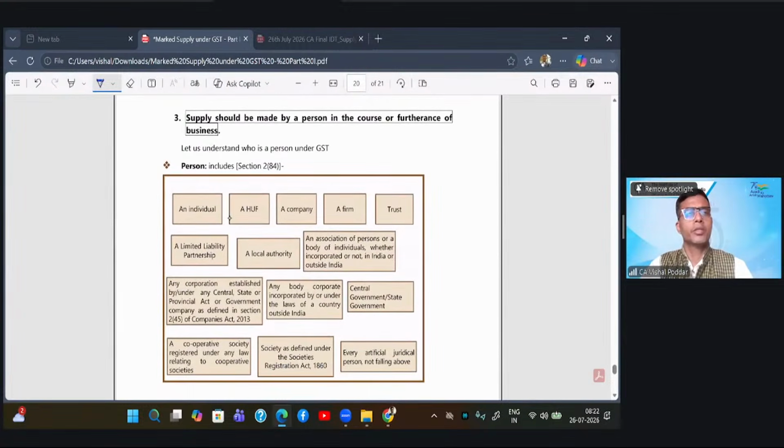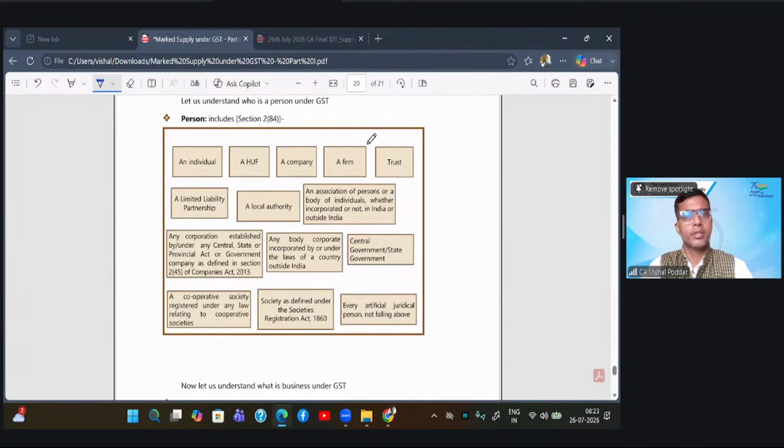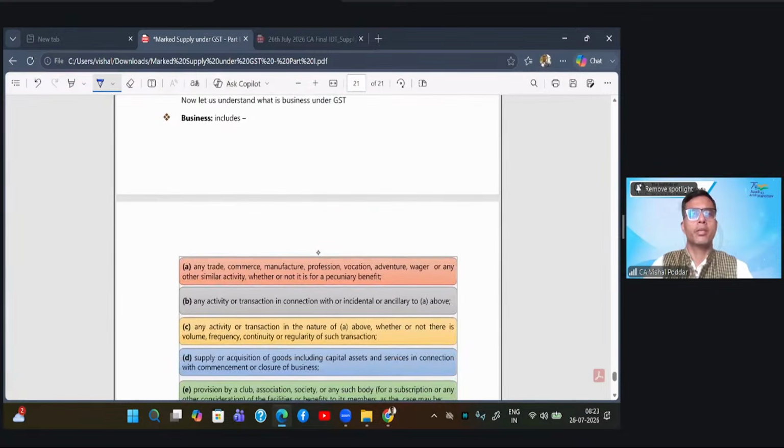And then students, the third condition is that the supply should be made by a person in the course or furtherance of business. Now, person is defined over here specifically to include all of these. You'll find this definition similar to the income tax definition of who is included in person: individual, HUF, company, firm, trust, LLP, local authority, AOP, BOI, corporations, body corporate. What is different from income tax is this. Remaining all these, cooperative society, artificial person, are covered in income tax. But if you see the income tax law definition of person, government is not treated as a person there, but here in all indirect taxes, government is also treated as a person.